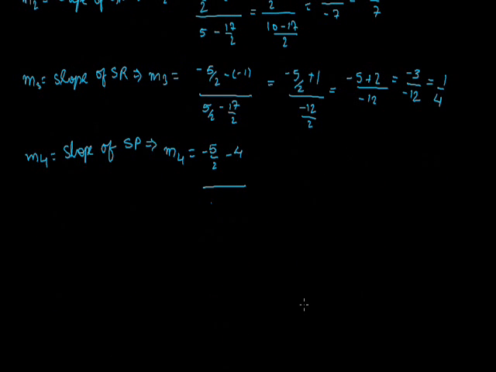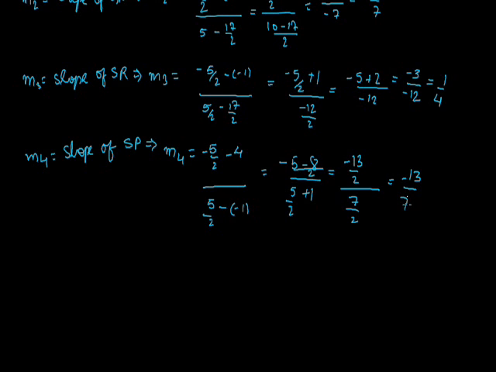So over here I'll have the x coordinate of point S, that is 5 by 2, minus the x coordinate of point P, that is minus 1. So this is equal to minus of 5 minus 8 whole upon 5 by 2 plus 1, that is equal to, I need to divide over here by 2 as well, so minus 13 by 2 upon 7 by 2, that is equal to minus 13 by 7.